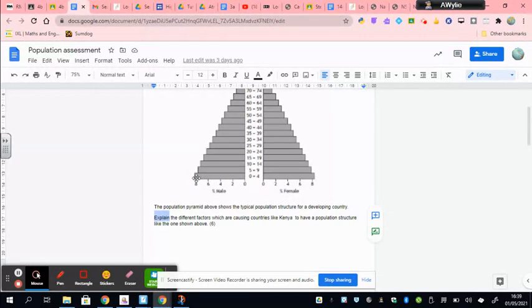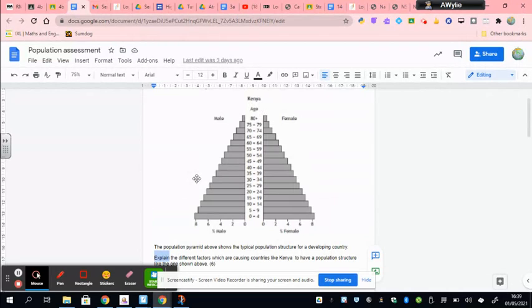Religion and culture in a country like Kenya can also encourage families to have far more children. And the status of women may not be quite as high as in the UK, so women often feel that their main role in society is having children. And as a consequence, they have many. So those are reasons why the birth rates are high in Kenya.